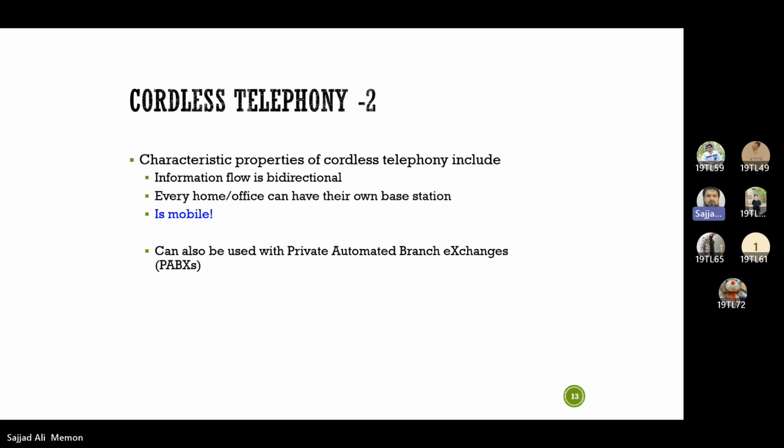Whereas cordless telephone was expensive, and it had a particular issue with birds. If birds sit on the antenna, it will not work. It will destroy it. It was a dipole antenna, I think. So it has its issues, but now we don't need it. It's obsolete now, completely.